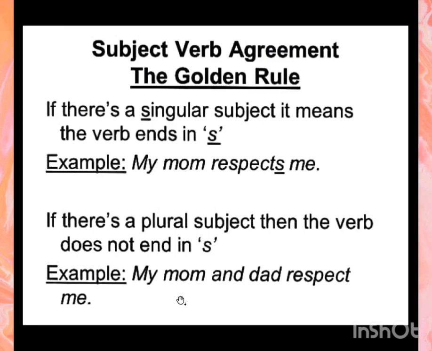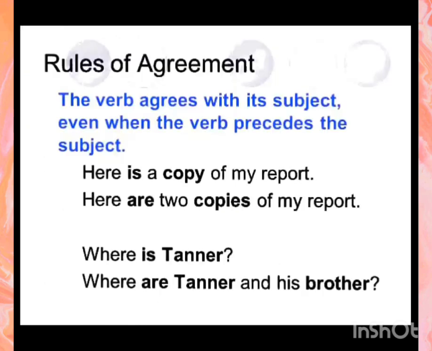You can see my mom, it is singular only, and dad, my mom and dad together, they become plural. So here with the plural nouns, we have not used S. We have written respect me. My mom and dad respect me. So this is the only thing which is to be understood in the topic subject-verb agreement.